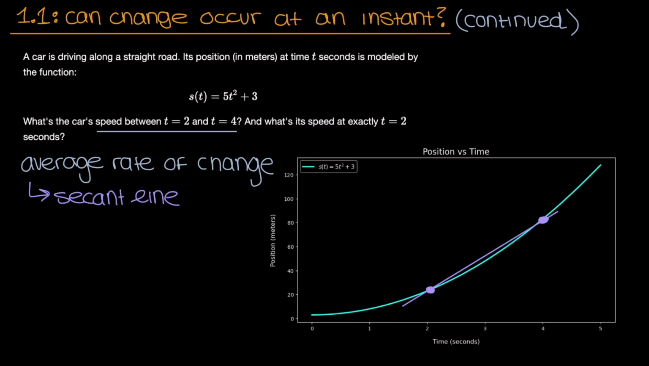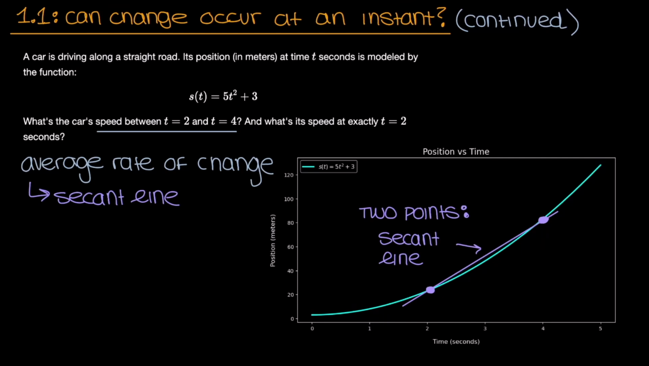This is telling me by how many meters we changed per second if we find the slope of this line. So this once again is my secant line because it connects 2 points. The keyword is 2 points. That's a secant line, right? So let's go and try finding that average rate of change.